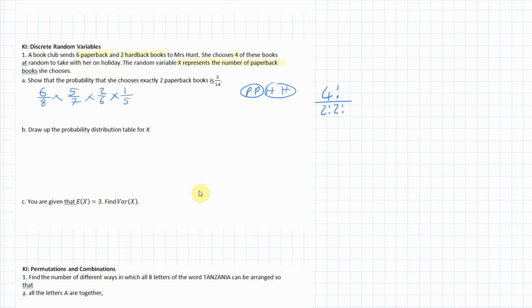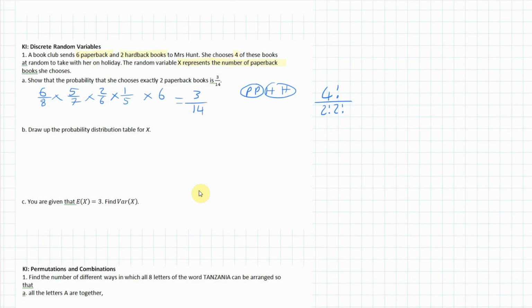So altogether, what does that give me? 4 factorial divided by 4 is 6. So there's 6 different ways of organizing these. So I'm going to multiply that by 6. And when I multiply it out, what do I get? That should be 3/14, and it is.